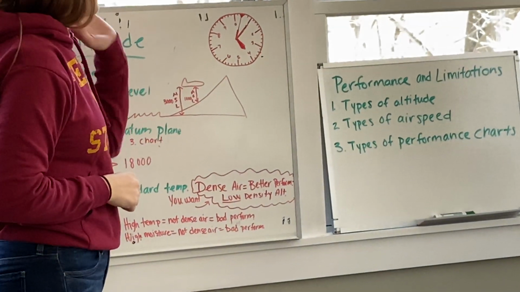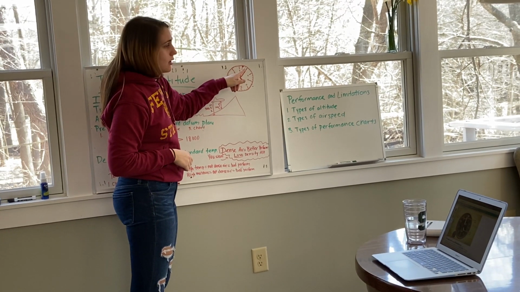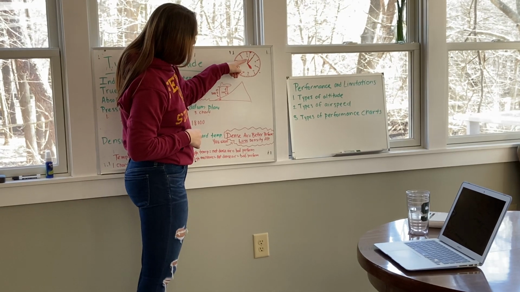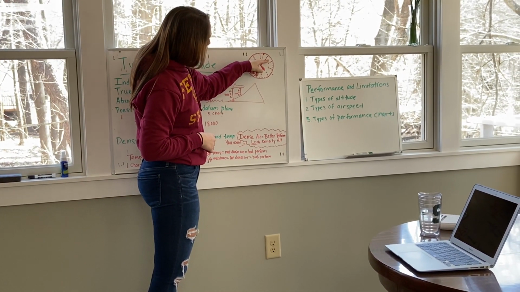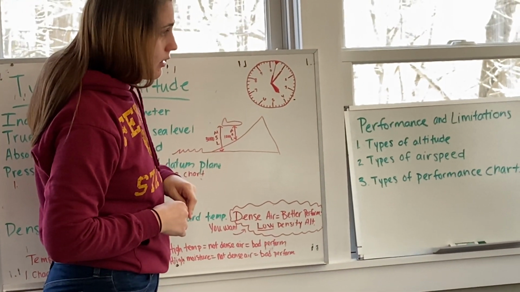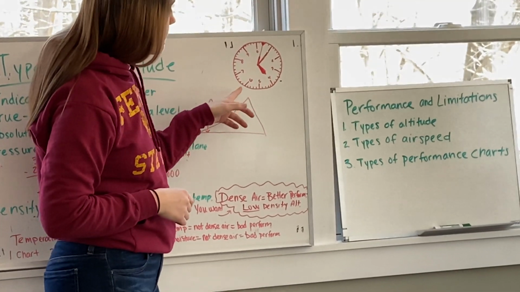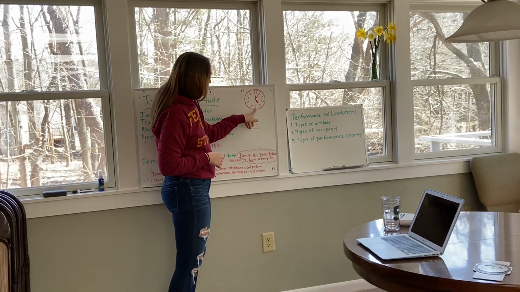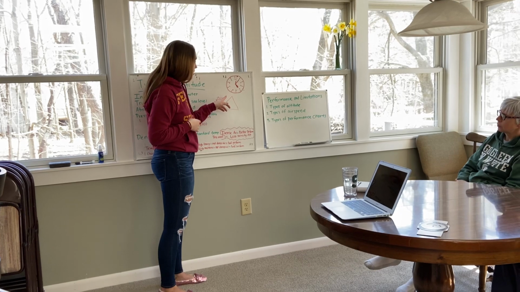So right now, this altimeter would read 4,100 feet. So say that the tens of thousands needle was past the 1, then it would be 14,100 feet. So all of these numbers going around can either be for thousands or for hundreds. So this could either be 5,000 or it could be 500 feet.